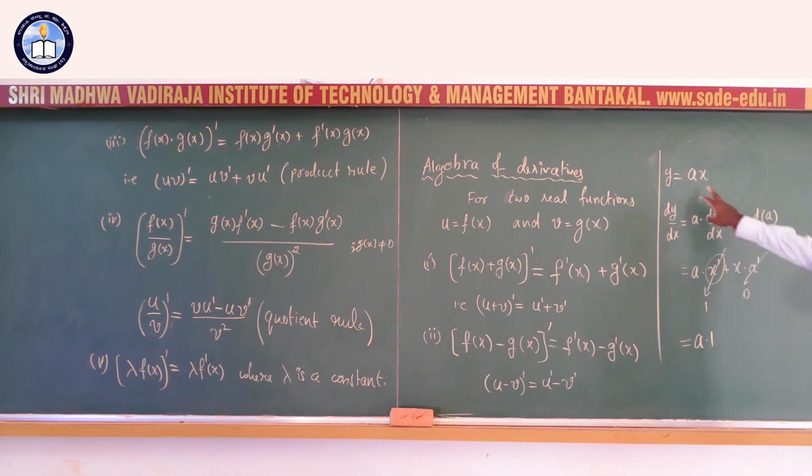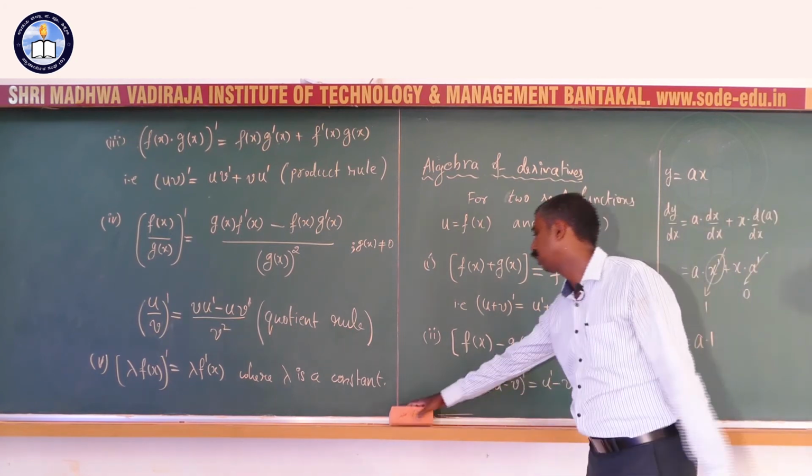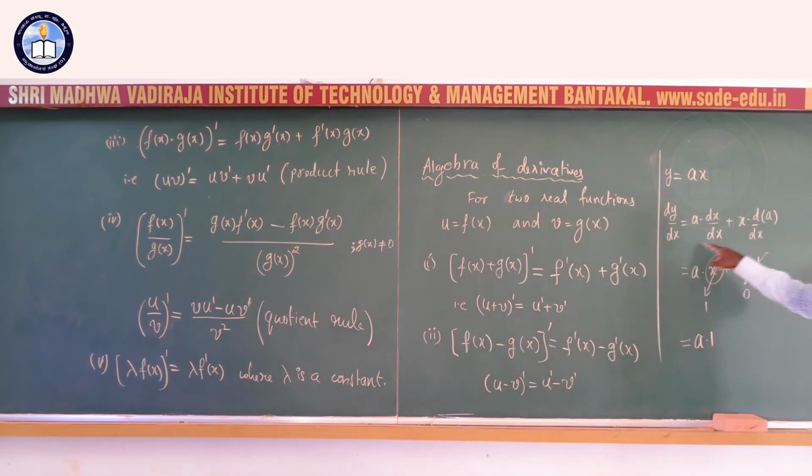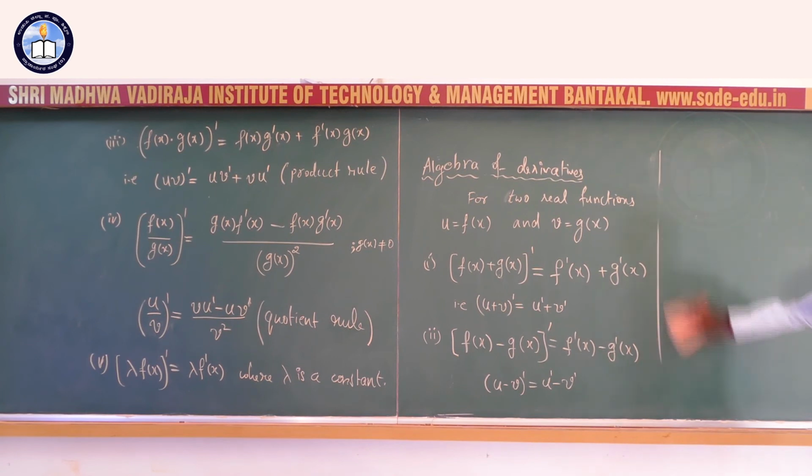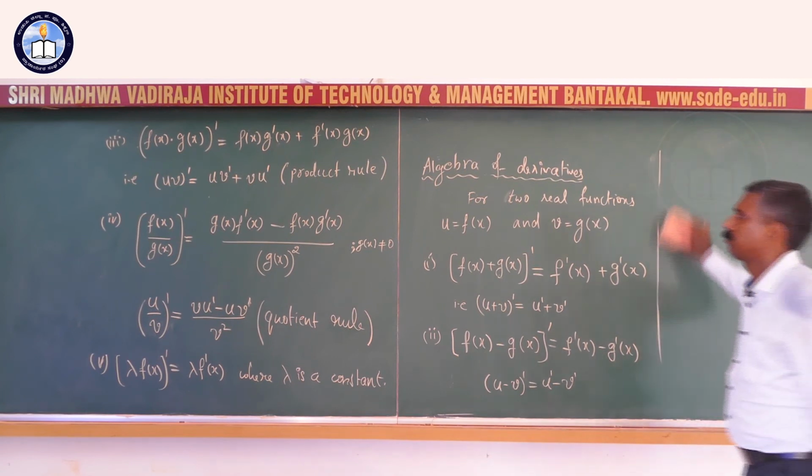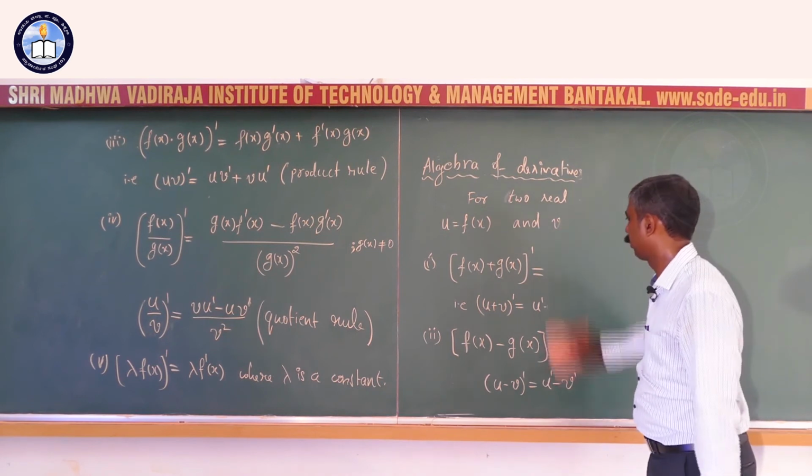Otherwise, you can simply differentiate x directly, and a will act as a constant here. Okay. So, this has been used by the product rule. Okay, we will see some examples thoroughly.